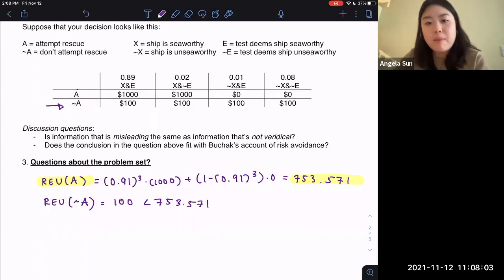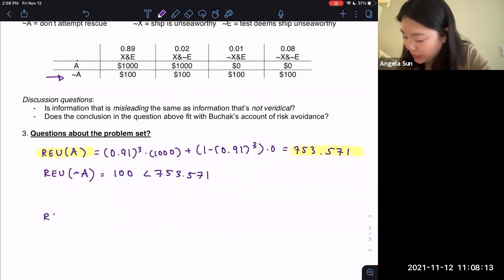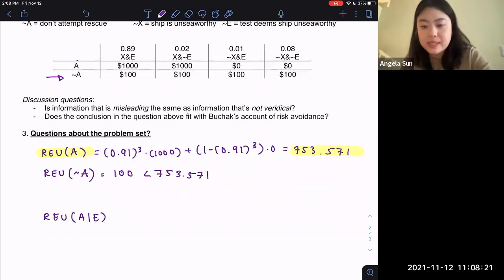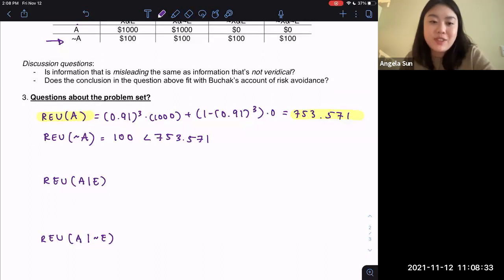Now, the second part of the problem is to find the risk-weighted expected utility of doing the experiment. So there are two things we want to calculate. We want to calculate the risk-weighted expected utility of doing A, given that we learn from the experiment that the ship is seaworthy. And we also want to find the risk-weighted expected utility of doing A, given that the experiment tells us that the ship is not seaworthy. And we don't have to calculate the risk-weighted expected utility of not A, because we know that's just going to be 100, because for not A, no matter what, we get $100.